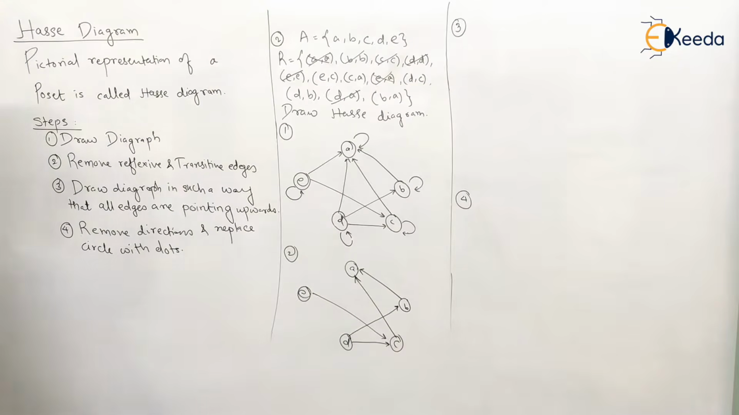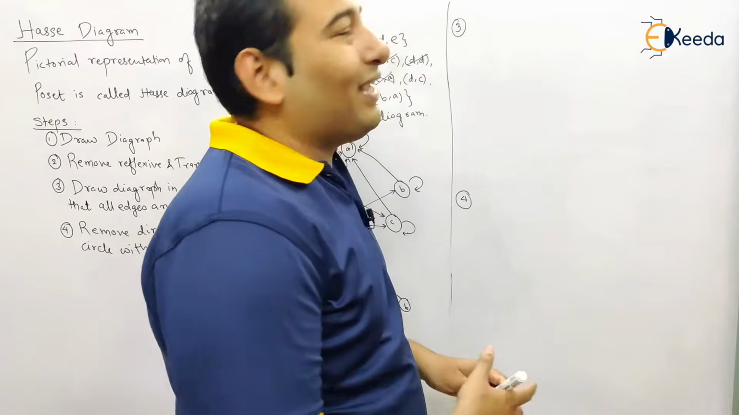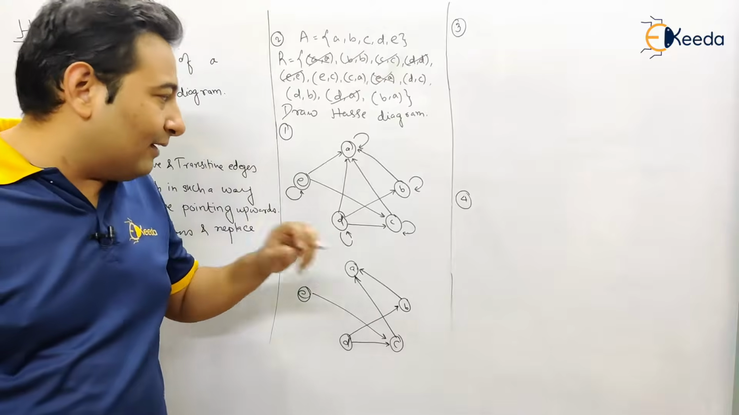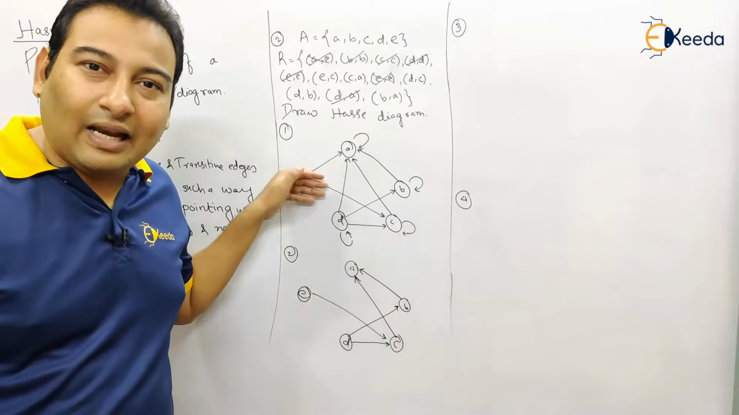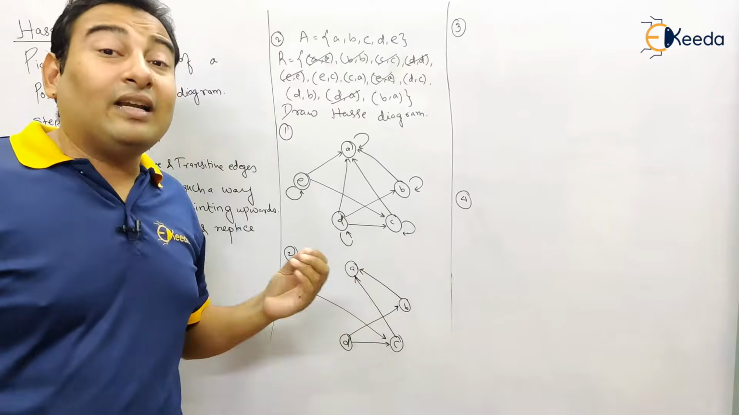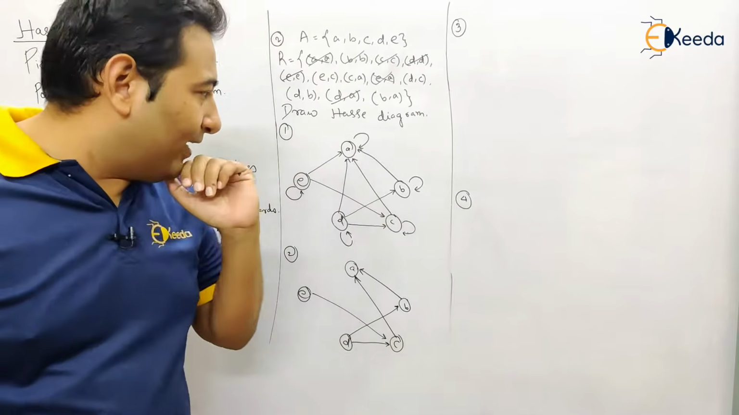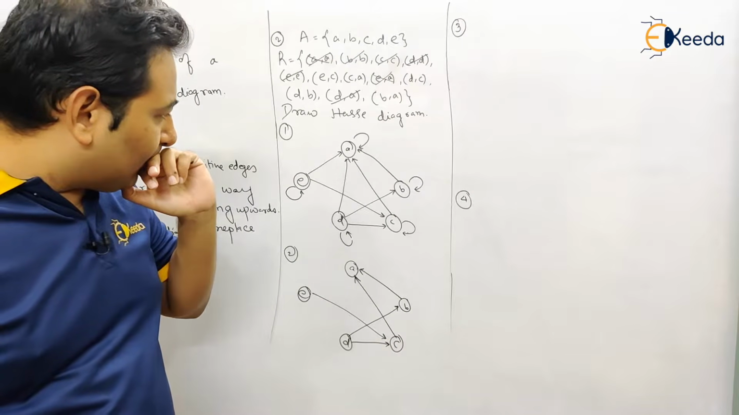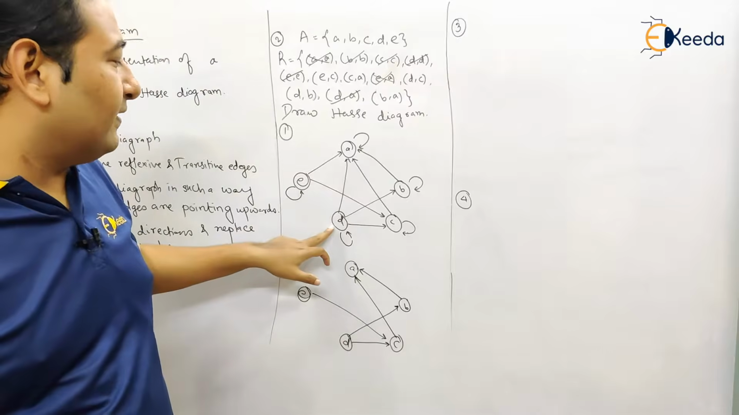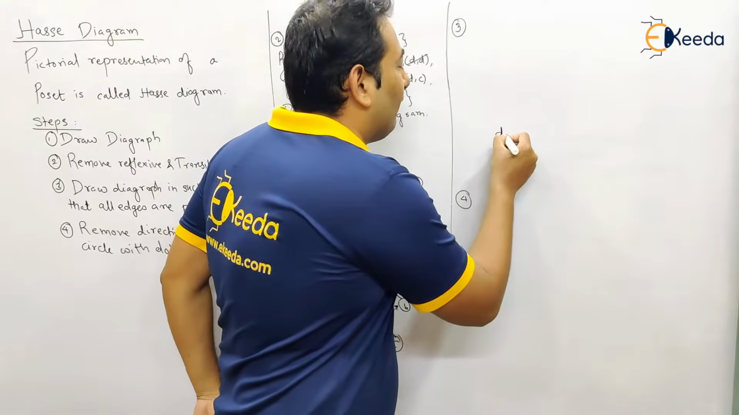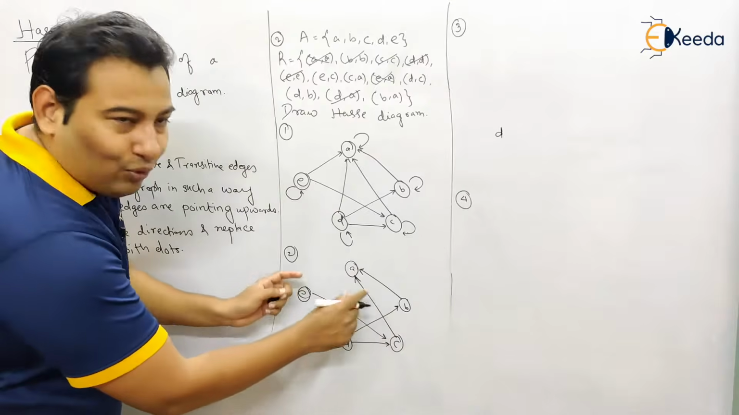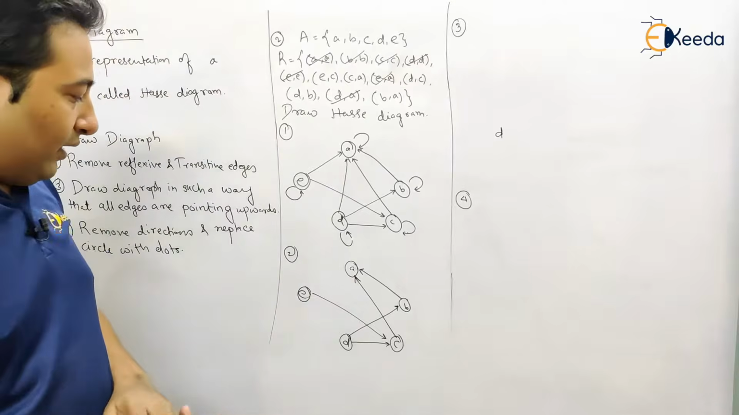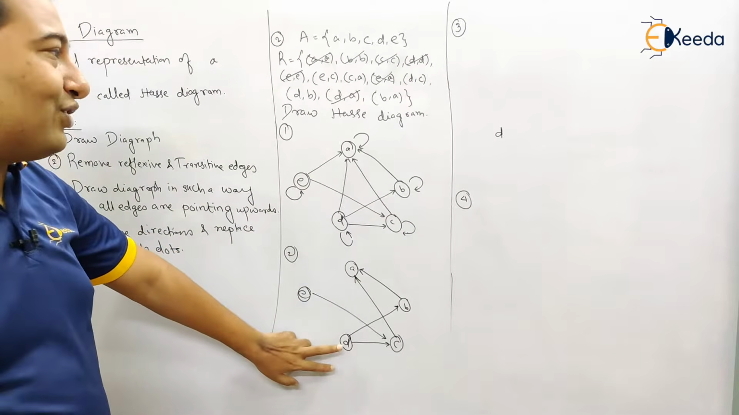What next? Draw the diagram in such a way that all the arrows are pointing upwards. Now we're going to check the elements where there is no incoming transition. See here, C cannot be at the bottom because there are a few incoming transitions. We're going to identify the element which has no incoming transition. D. See here, D doesn't have an incoming transition. We're going to look at this diagram. So if you observe D, there is no incoming transition, so D will be at the bottom.